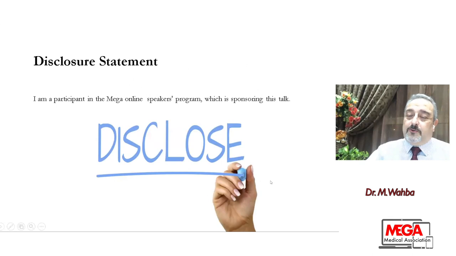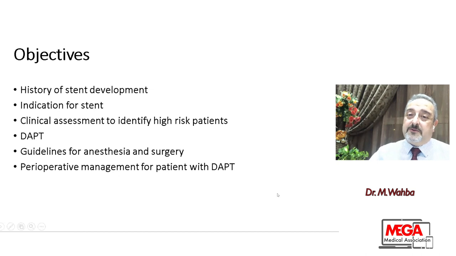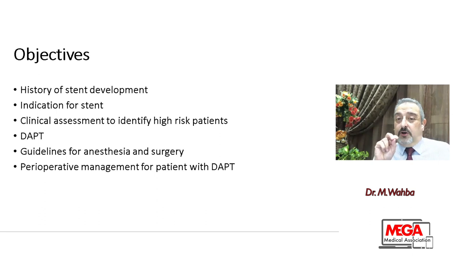First of all, I have nothing to disclose. My plan for the presentation will be a short history about the stent development, indication of the stent, clinical assessment to identify the high-risk patients, which is very important because you need to know if that patient is going to end safely out from your anesthesia or needs to be admitted to ICU for further management. And the huge dilemma of dual antiplatelet therapy. Why is it dual? Why not one antiplatelet therapy? This is a very important issue. We'll discuss it and explain it in very simple terms.